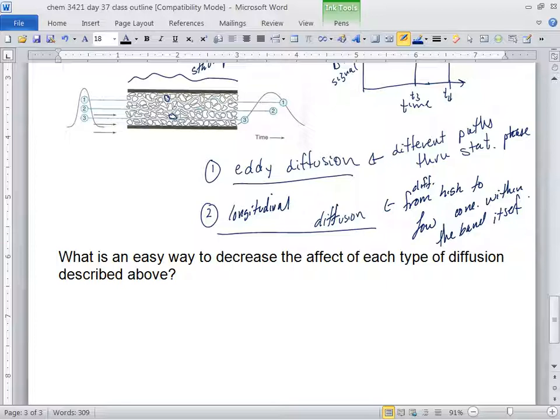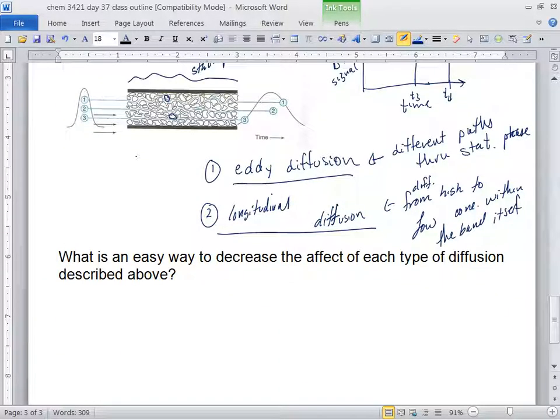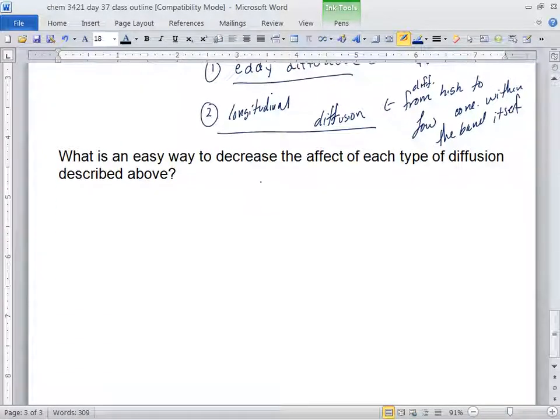So diffusion bad, right? Zone broadening bad. What would be an easy way to decrease, I think this is the last step, to decrease the effect of each type of diffusion? So we've got eddy diffusion, and we've got longitudinal diffusion.